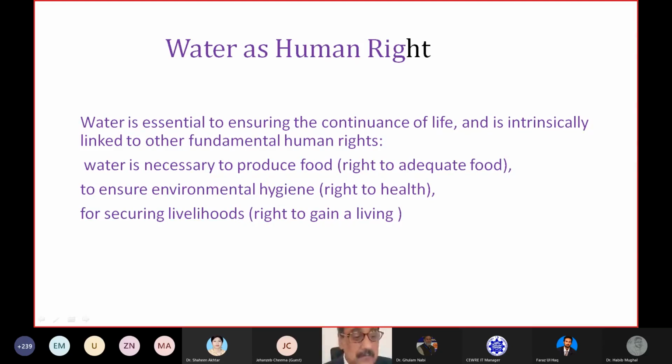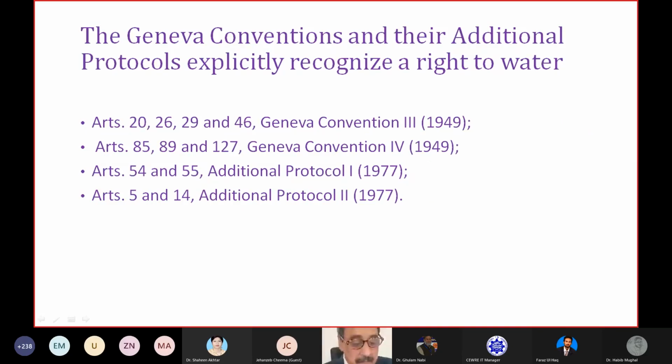So what I suggest is that we approach this issue from the angle of human rights, because that would be a much less contentious issue. All the people in the world have agreed to that. All the nations have agreed to that. Let's see what the Geneva Convention says. And the Geneva Convention has many conventions itself.